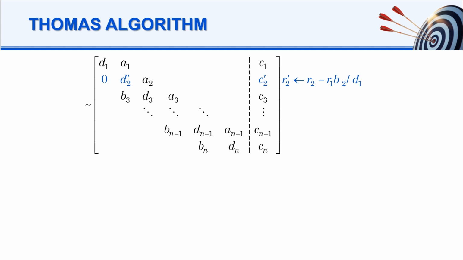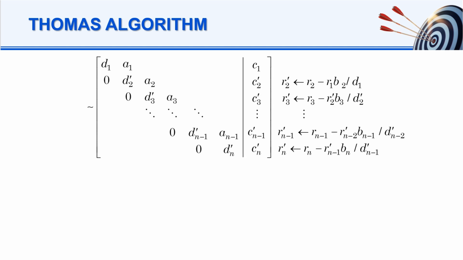Next, we wish to eliminate B3, the second column, third row element. This is realized by multiplying the second row by minus B3 over D2 and adding it to the third row. Here D2 prime denotes the memory address of D2. This row operation zeroes out the second column third row element, while updating D3 and C3.